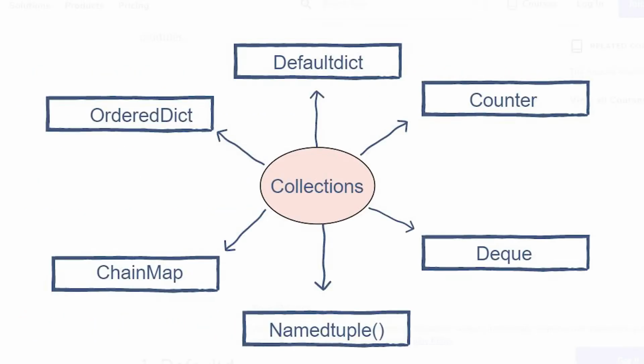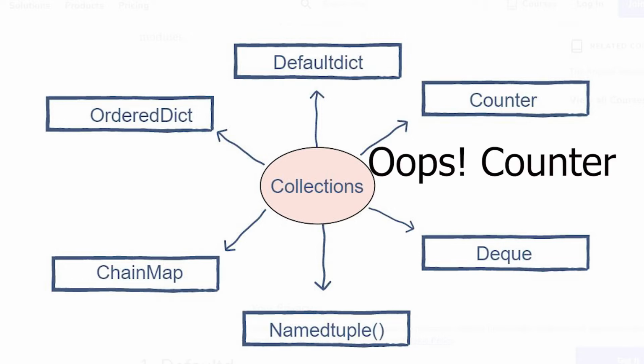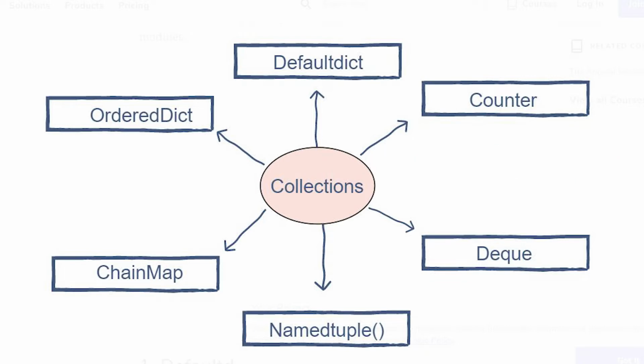The collections module has 6 most commonly used data structures, and we are going to talk about them: defaultdict, Counter, deque, namedtuple, ChainMap, and finally OrderedDict. So guys, without further ado, let's get our hands dirty by starting with the defaultdict.